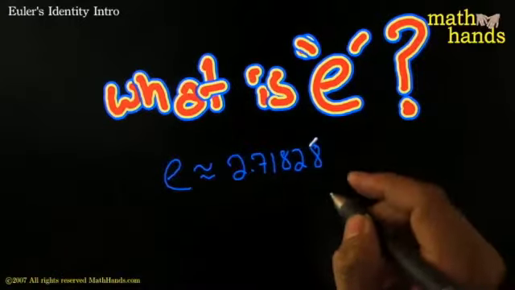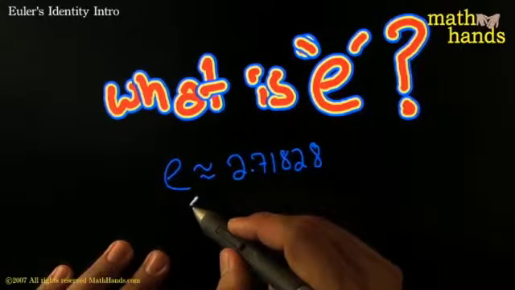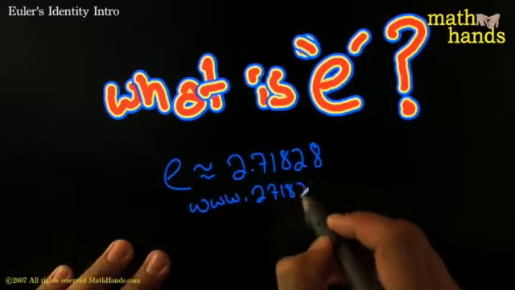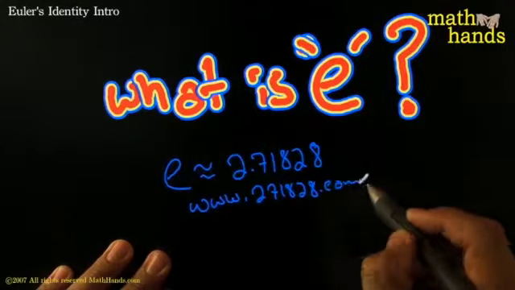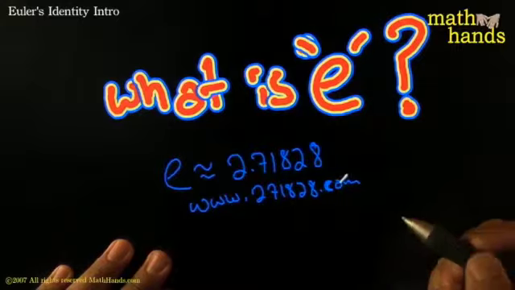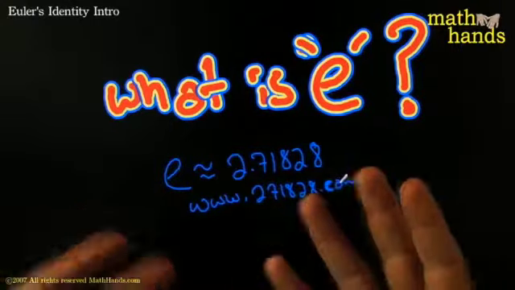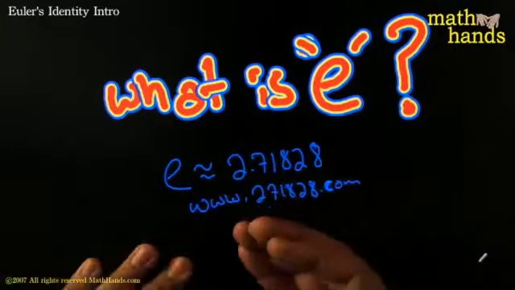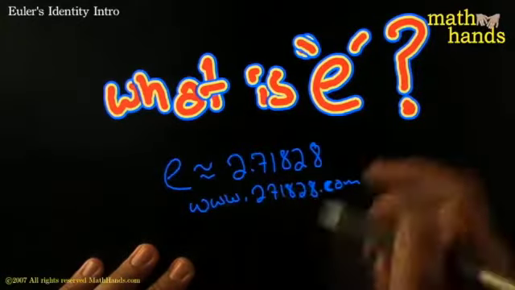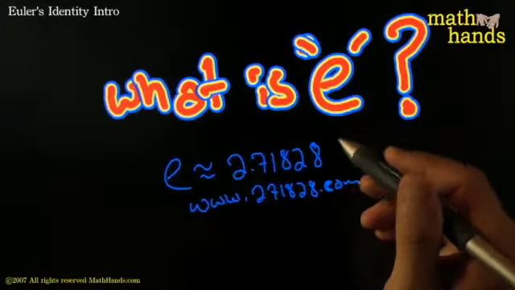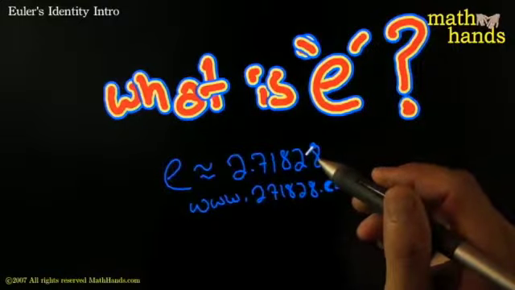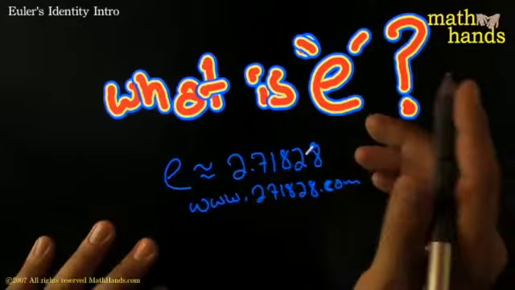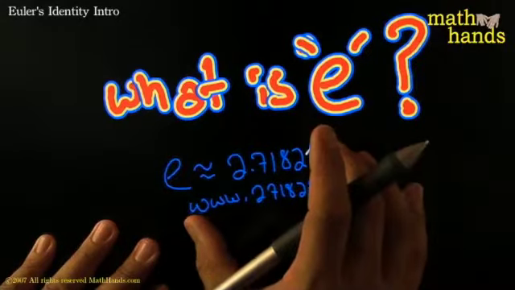Okay, so let's take the first one. What is E? E is a constant number. It's approximately equal to about 2.71828, which is exactly my website. You guys might have seen it, www.271828.com. This is the website I use for my classes.